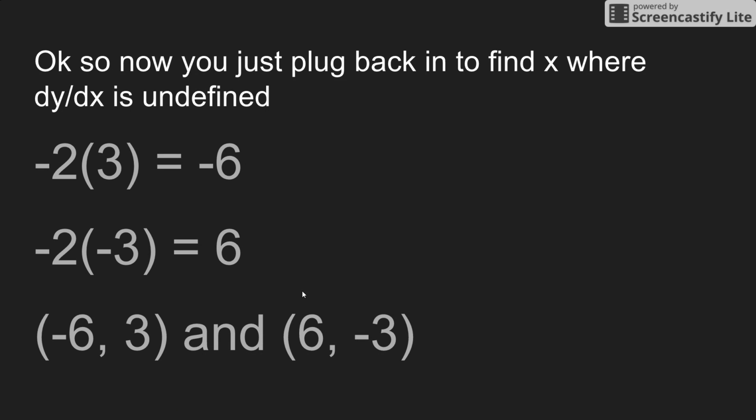So now you just have to plug plus or minus 3 back into that equation to find x where dy/dx is undefined. And this will result in negative 6 and 6. And so you have negative 6, 3, because that is when you're at 3, and then 6, negative 3, because it's plus or minus 3. And that is our answer for part C.